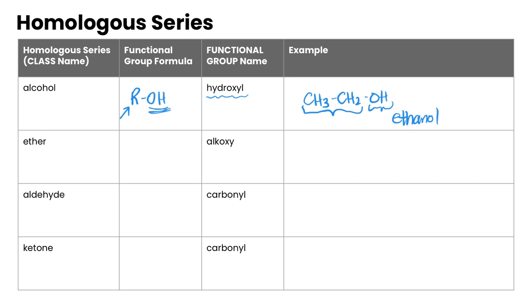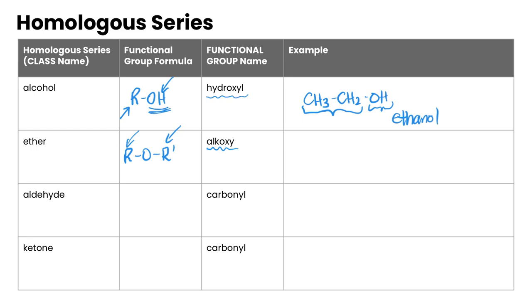Moving on, our second homologous series or class that we're going to look at are ethers. Ethers are characterized by having alkyl groups on both sides of an oxygen. So it's almost like an alcohol, except the hydrogen here is replaced with another alkyl group. Now, the two R groups do not need to be the same and typically aren't. The functional group name is called an alkoxy, so it depends on the size of the smaller chain what that alkoxy name is. So it can be like methoxy, ethoxy, propoxy, and so on and so forth.